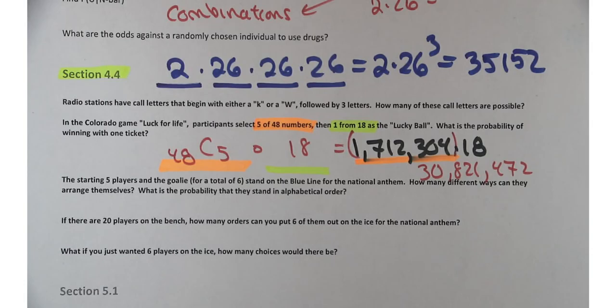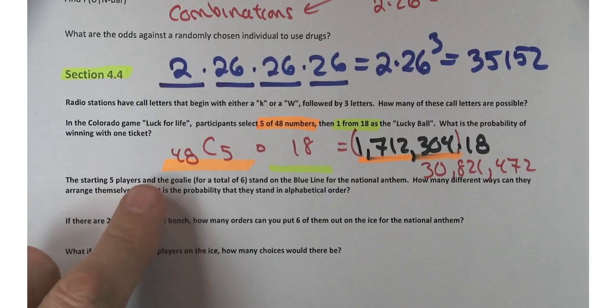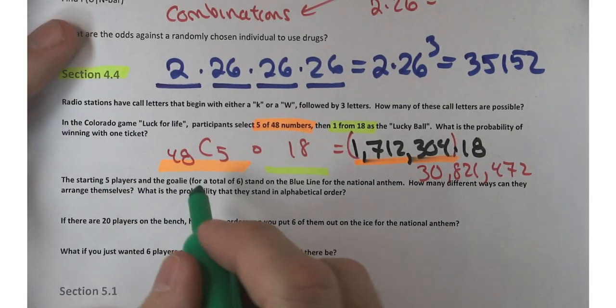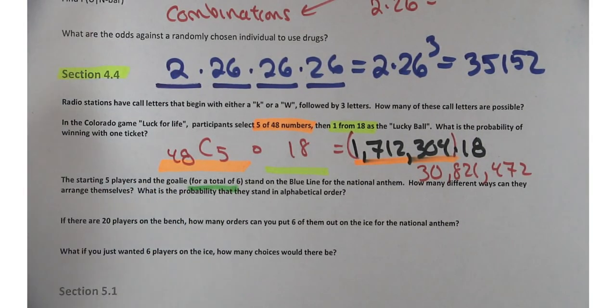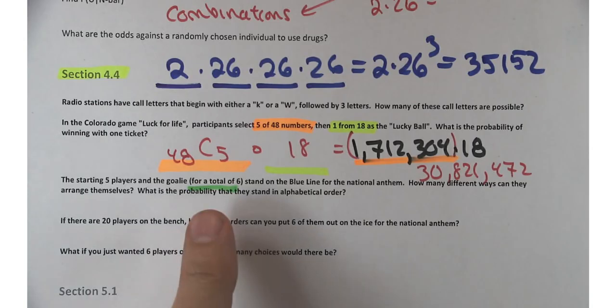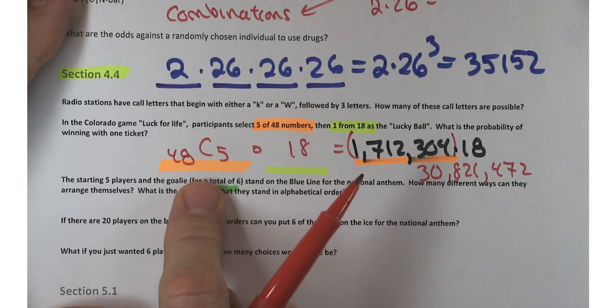Let's move on down to the one below that. The starting 5 players plus the goalie, for a total of 6, are going to stand on the blue line for the national anthem. How many different ways can they arrange themselves? Well, we're not choosing 2 out of the 6 or 5 out of the 6. We're choosing all 6. So it comes down to how many different ways you can arrange 6 objects. What tells us that?